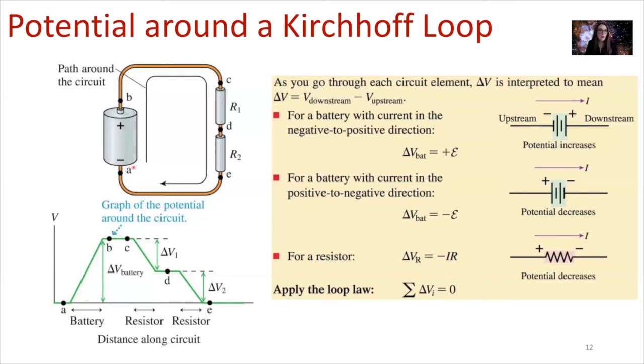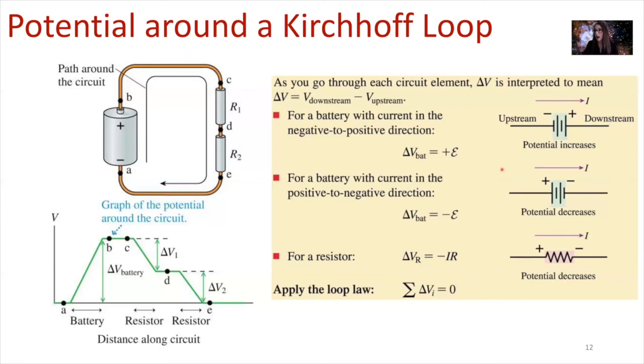So here we're moving through our battery in the direction of current from the negative to the positive terminal. We're increasing our potential. And then when we move through those resistors in the direction of current, we're decreasing our potential. So the sign that we would use when we're summing up all those potentials in our Kirchhoff loop, if we're moving from the negative terminal to the positive terminal of our battery, we call that a positive potential or an increase in potential. So V gets a positive sign when we do that.